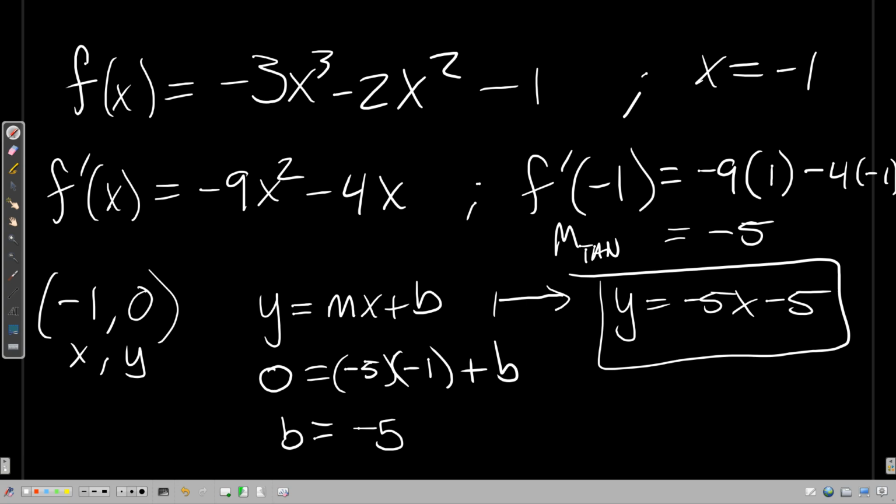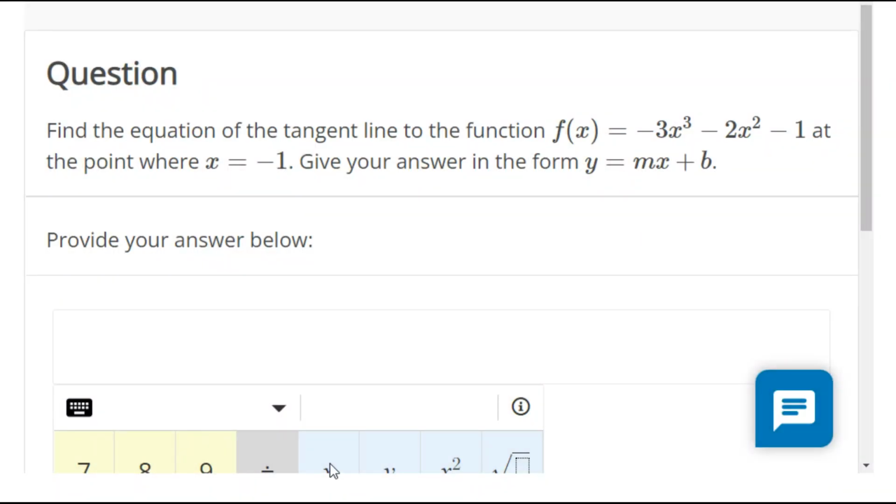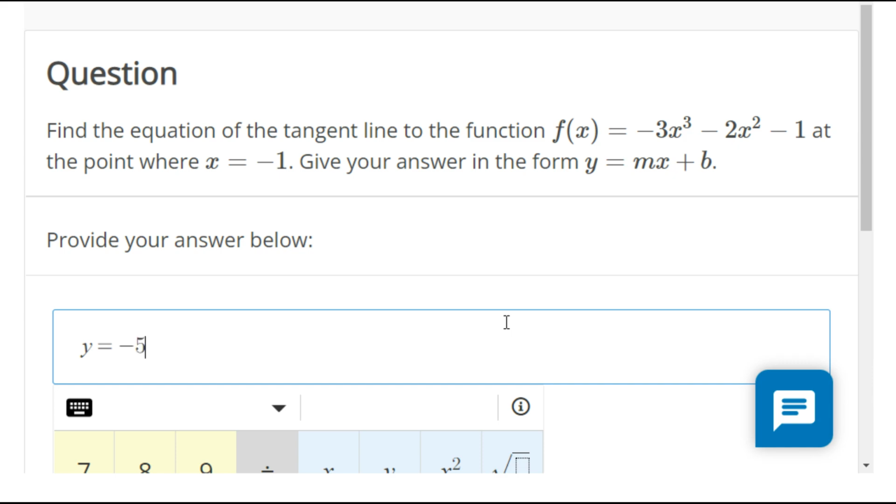You should take the time to graph it. Head over to a site like Desmos and graph that guy and be amazed at how your curve exactly touches this line at the point you prescribed.